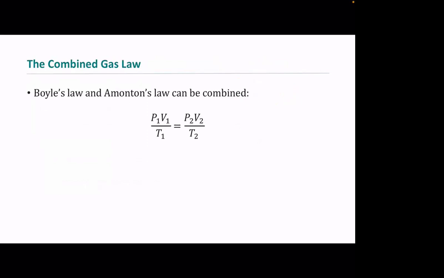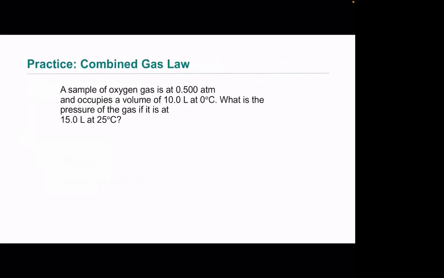So the combined gas law is just where we've got three of them changing: pressure, volume, and temperature. No different. We'll do one of those. A sample of oxygen gas is at 0.5 atmospheres and occupies a volume of 10 liters at 0 degrees C. What is the pressure of the gas if it is at 15 liters?